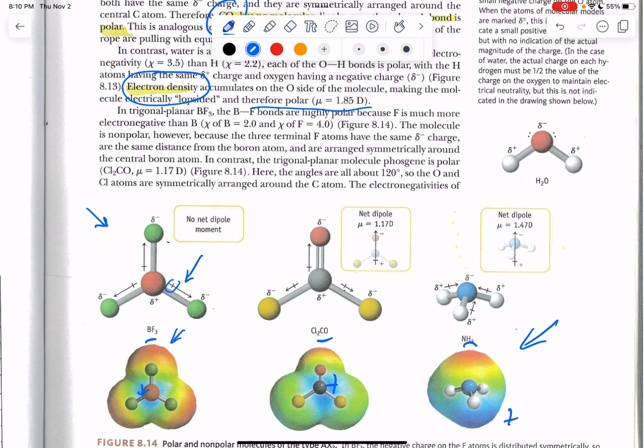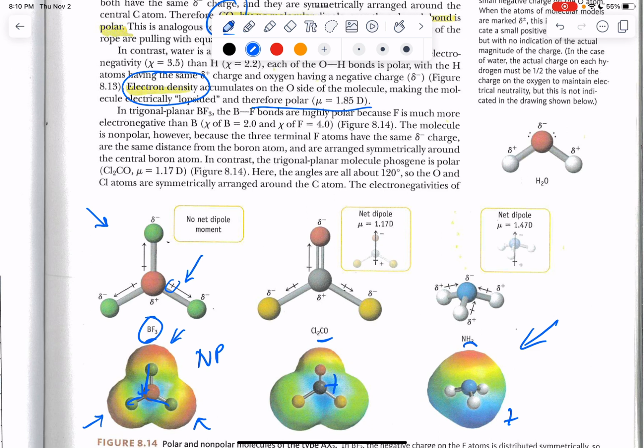Now you'll notice in this molecule right here, boron trifluoride, that your negative parts of the molecule, you've got 3 dipoles, one there, and one there. They're evenly distributed. So this overall molecule is nonpolar, even though each of the 3 bonds is polar.